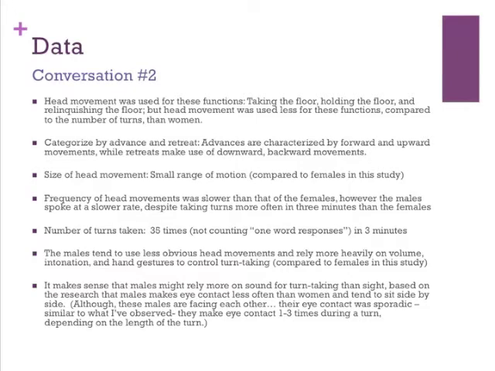Size of head movement: small range of motion, compared to the females in the study. Frequency of head movements was slower than that of females; however, the males spoke at a slower rate, despite taking turns more often in 3 minutes than the females. The number of turns taken was 35, not counting one-word responses, and that was in 3 minutes. The males tend to use less obvious head movements and rely more heavily on volume, intonation, and hand gestures to control turn taking, compared to the females in this study.